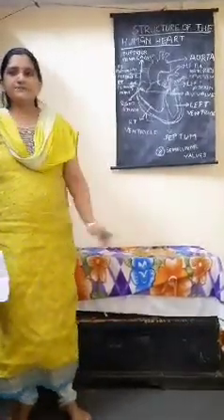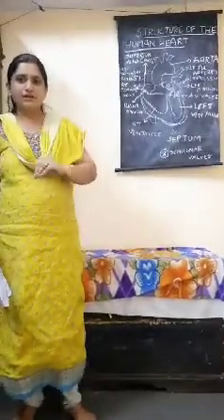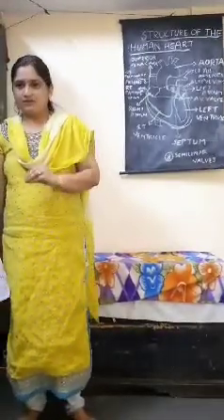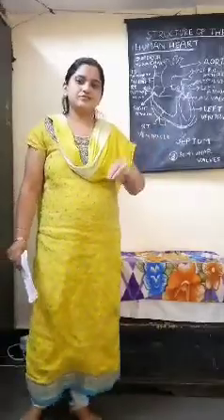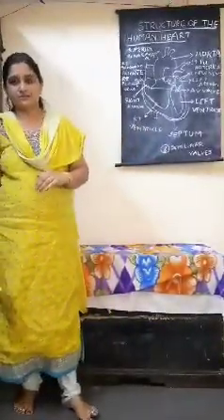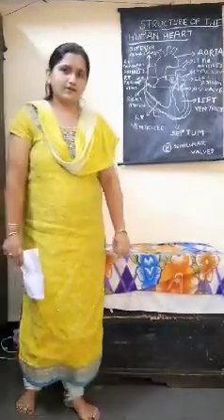Now the second type is systemic circulation, where the oxygenated blood from the heart goes to various parts of the body through the aorta, and then again the deoxygenated blood from the cells and tissues of the body is carried back to the heart through the superior vena cava and inferior vena cava.